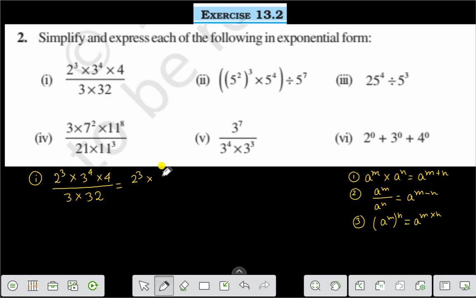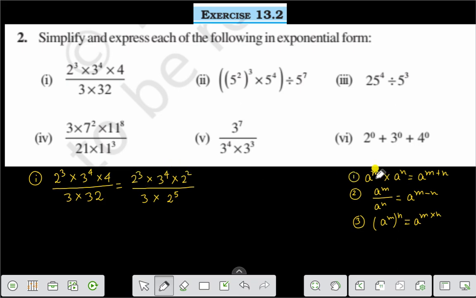Now this can be written as 2 to the power 3 into 3 to the power 4, and 4 can be written as 2 to the power 2, right? And here also you see this is 3 into 32. 32 can be written as 2 to the power 5. If you multiply 2 five times, you will get 32, right? Now here you see these bases are same.